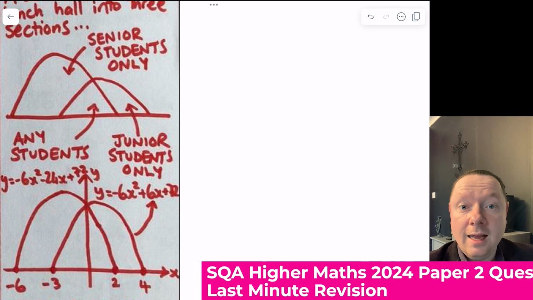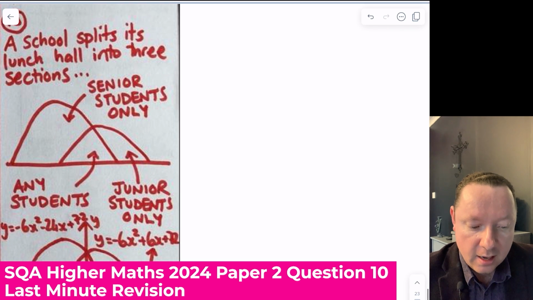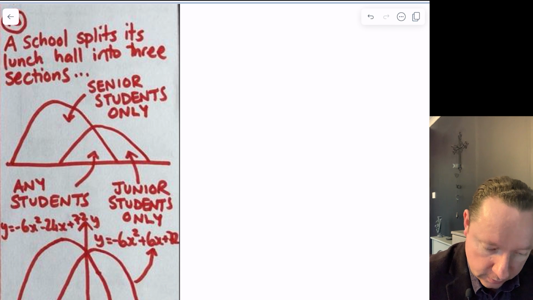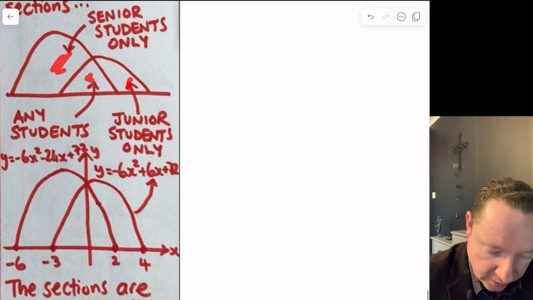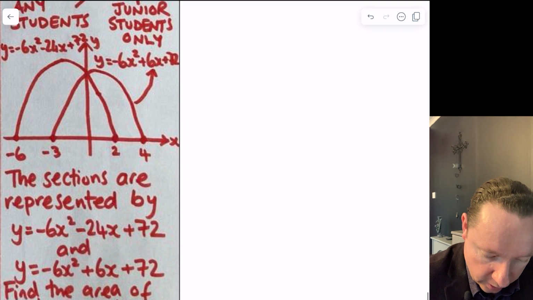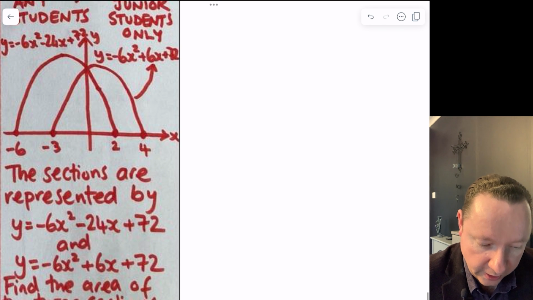And we're done there. SQA Higher Maths 2024 Paper 2 Question 10, last one. So a school splits its whole into 3 sections: senior students only, any students, and junior students, and it can be modelled by these equations. We've got minus 6x squared minus 24x plus 72 here, and then minus 6x squared plus 6x plus 72 here. And we have to find the area of the 3 sections.